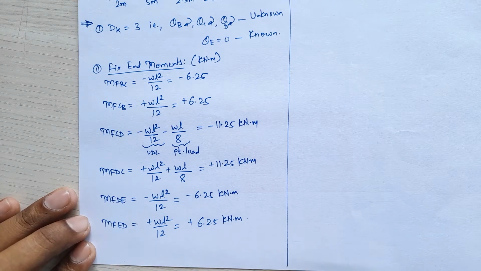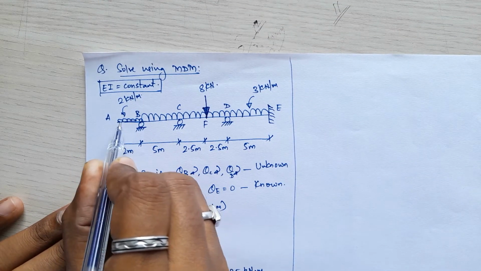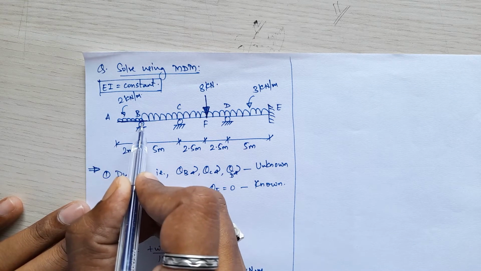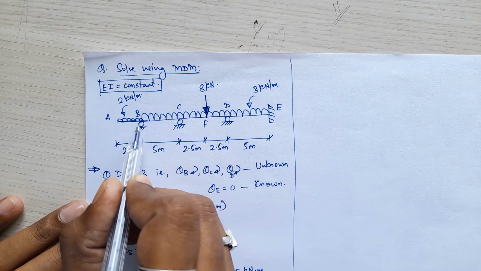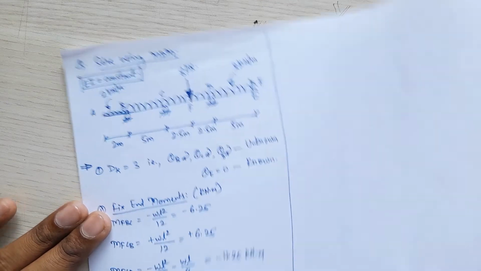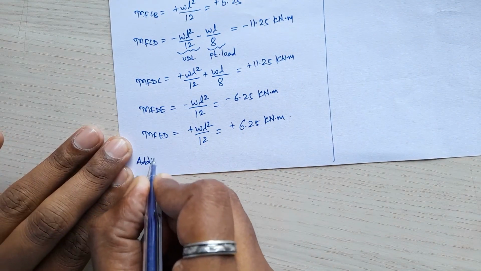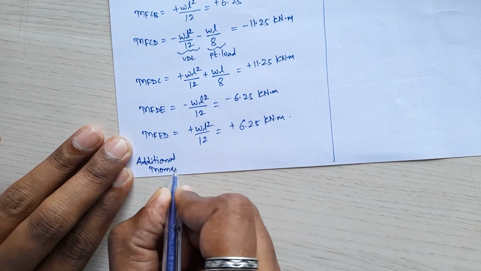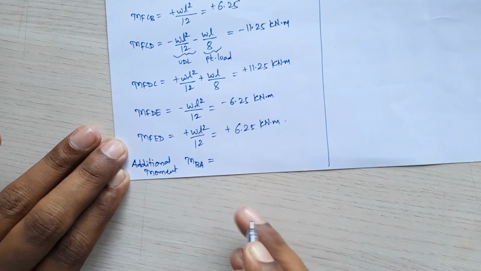In addition to these fixed end moments, what will happen? You are having an overhanging portion AB over here, so this overhanging portion will introduce some moment on this joint B. So that will be your additional moment for this AB. So here I'll calculate that additional moment coming at joint B, I'll call that MBA. That will be how much?